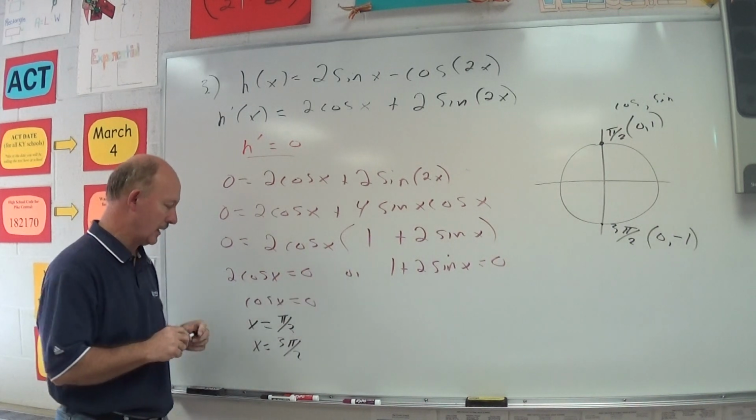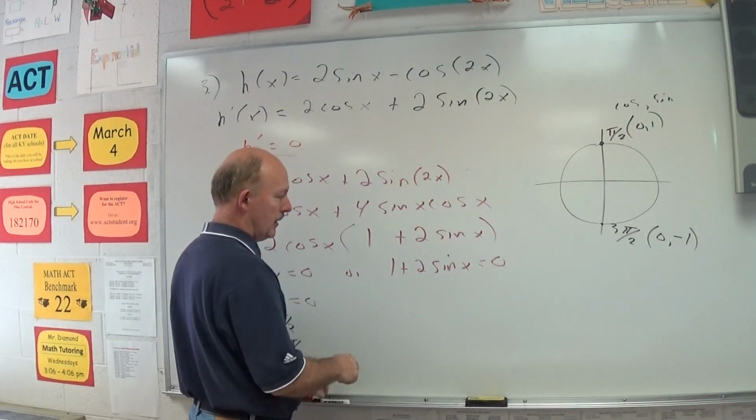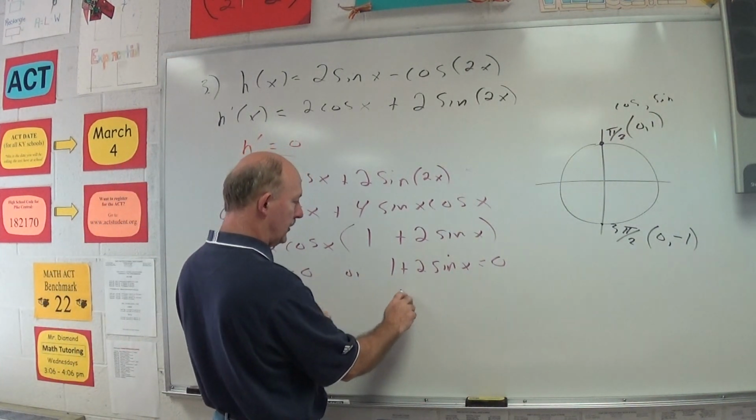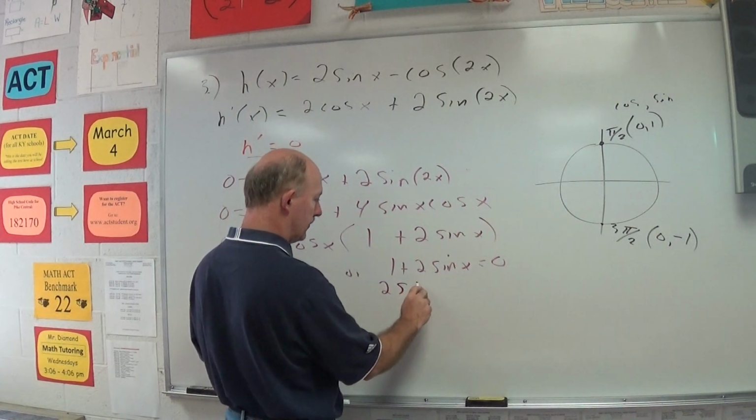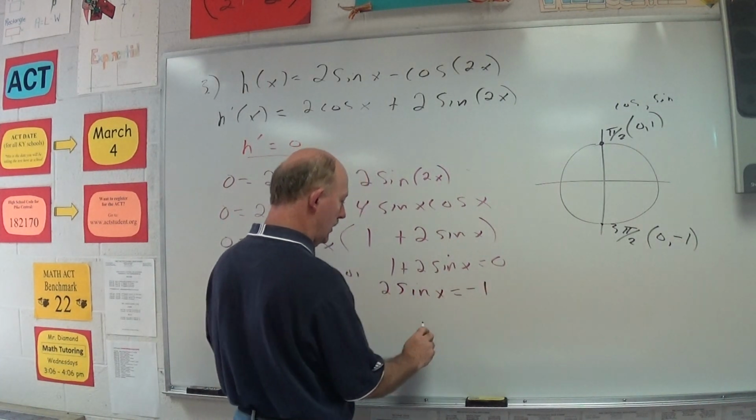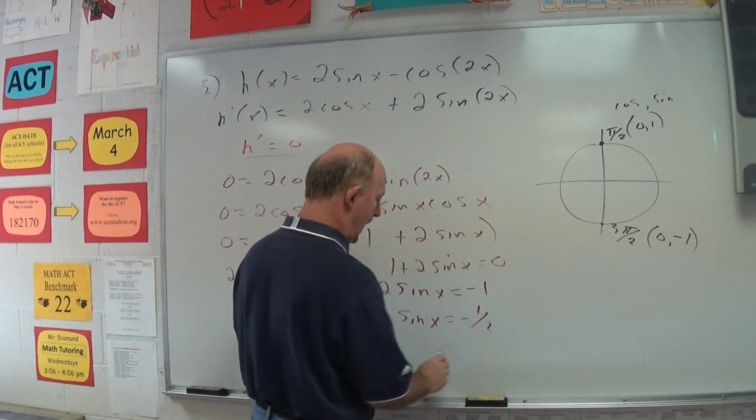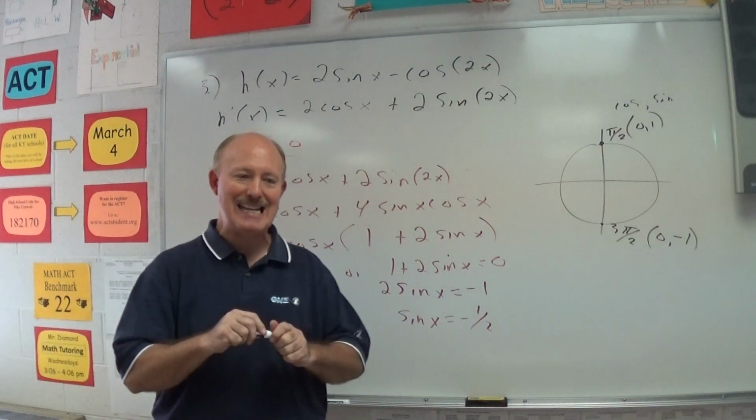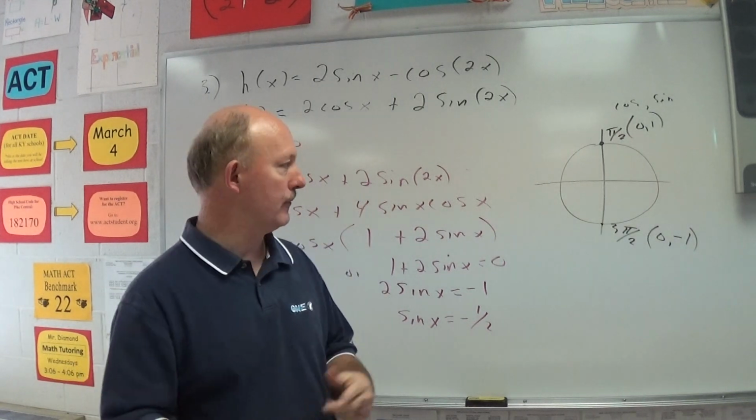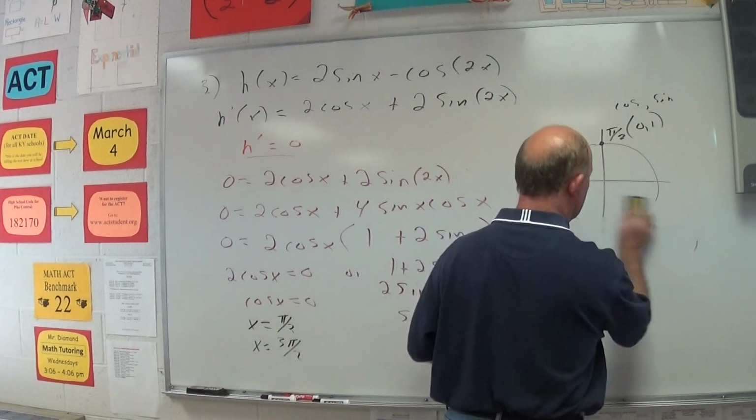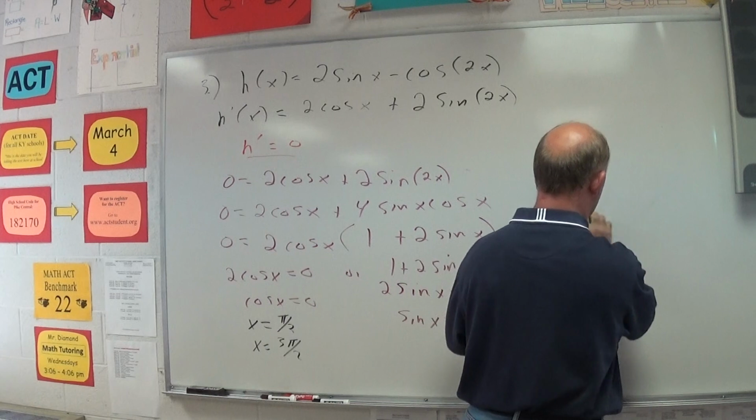Now let's solve the second equation for x also. Subtract 1 from both sides here gives us 2 sine x equals negative 1. And then dividing by 2, you'll end up with sine x equals negative 1/2. So where is sine equal to negative 1/2? Now if you remember the unit circle again, as you remember your unit circle.